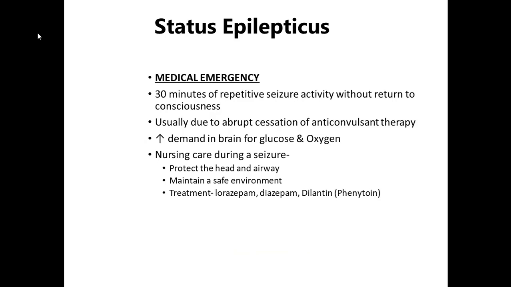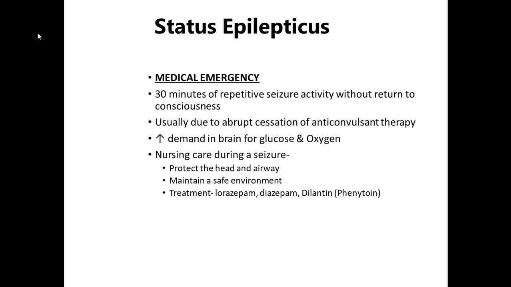This is what I was talking about. People who abruptly discontinue their medications are at a huge risk for status epilepticus. It is a medical emergency. It is 30 minutes of repetitive seizure activity without return to consciousness. It can be one big seizure, or it can be back-to-back seizures. It doesn't have to be just one, but it is 30 minutes of seizure activity without them coming back and going into their post-ictal phase.